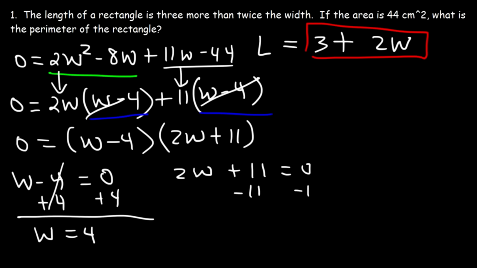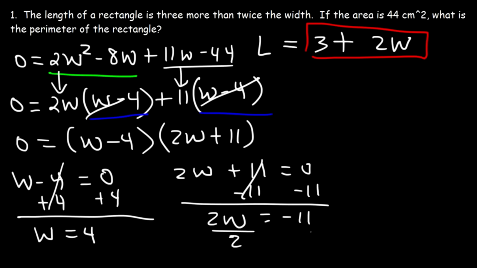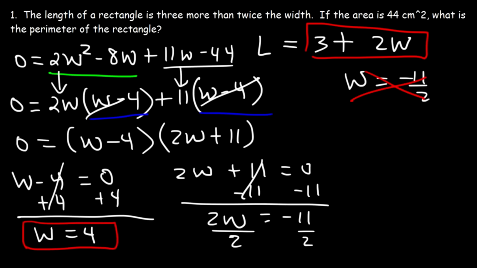In the other equation, we got to start by subtracting both sides by 11. So 2w is equal to negative 11. And if we divide by 2, w is negative 11 over 2. Now, we're going to get rid of the negative answer because we're dealing with a real-life object. And to have a side length of negative 5.5 doesn't make sense. So we're going to choose this value. W is equal to 4.